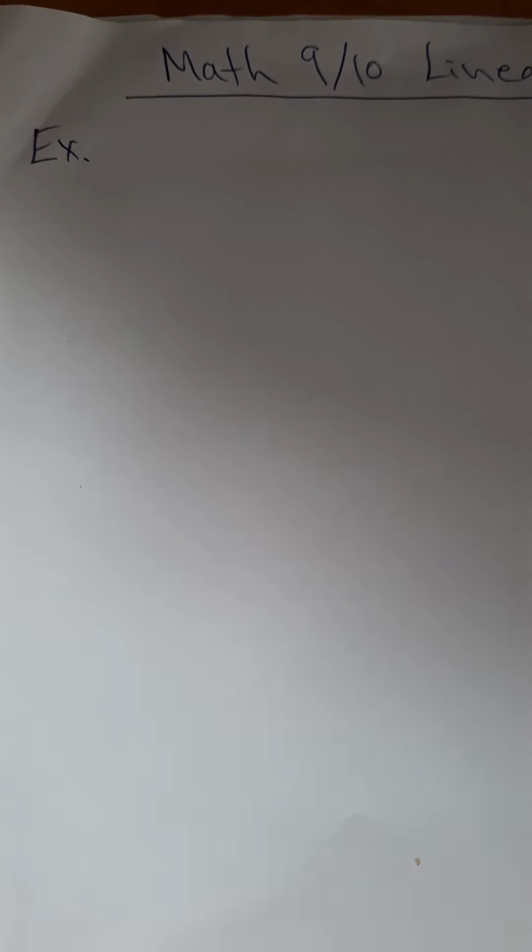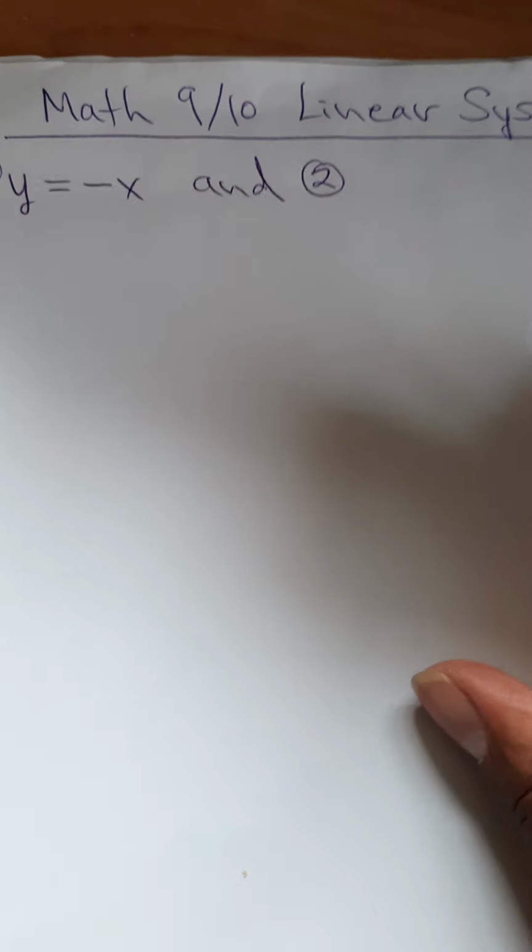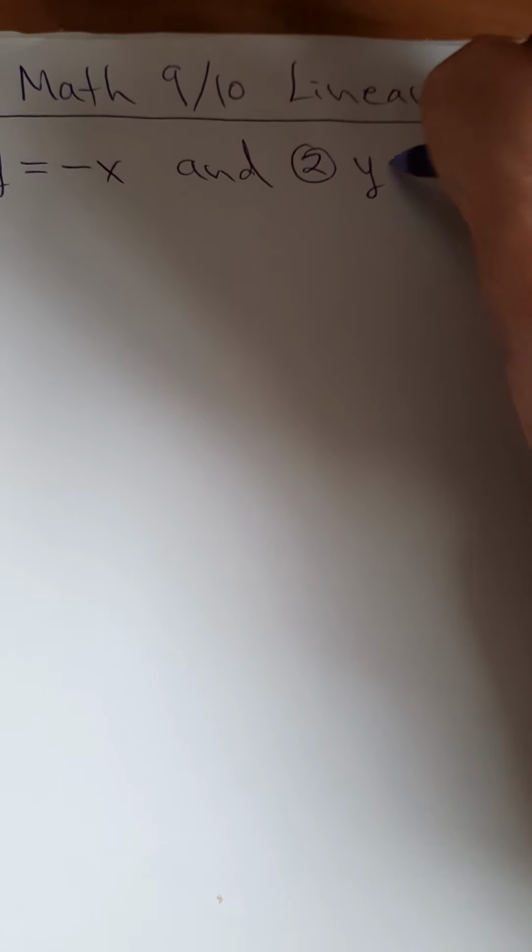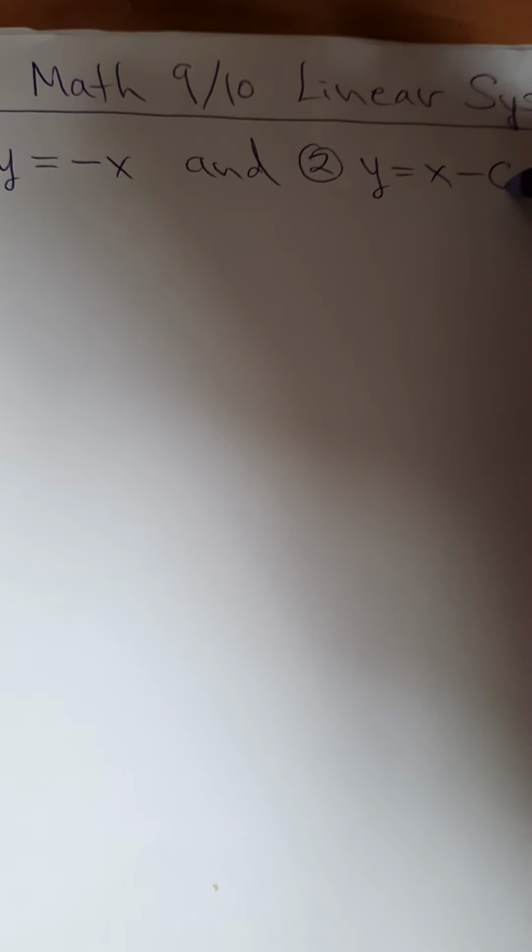All right, so here we are. What we're going to do is try a really simple question here. So I'm going to write it down. I have y equals negative x. This is one of my equations. And the second equation is going to be y equals x minus 6. Okay? So these are the two equations. What we're going to do is solve for the point of intersection.